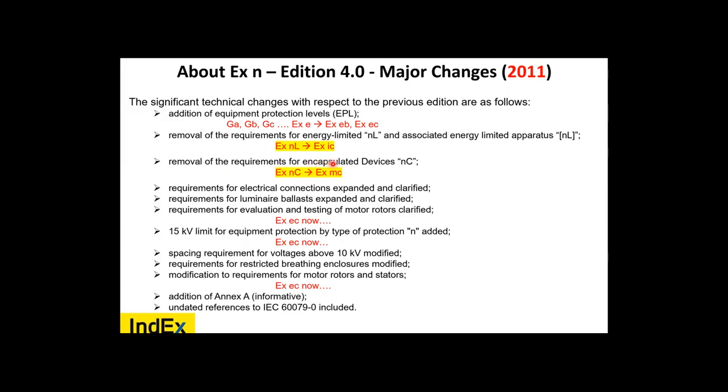Removal of encapsulated devices. This is where EXNC became MC, encapsulation, 60079-18, zone 2s. And anything that mentioned motors has now become EXEC, because that would be NA. NA has been removed. Motors, rotors, all those things.